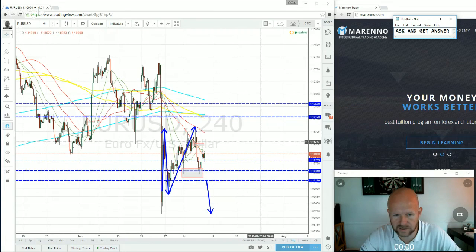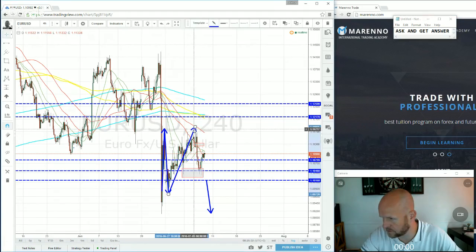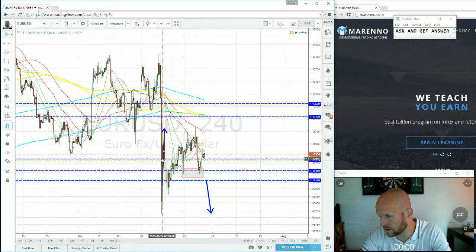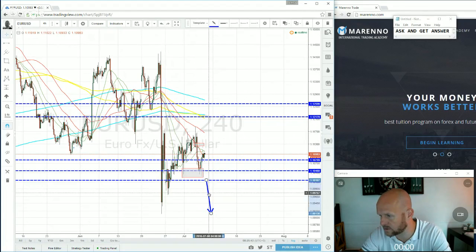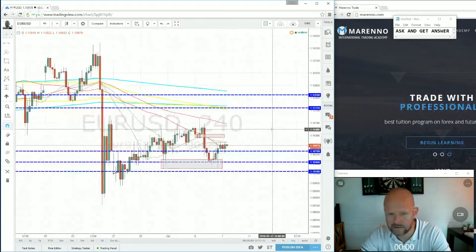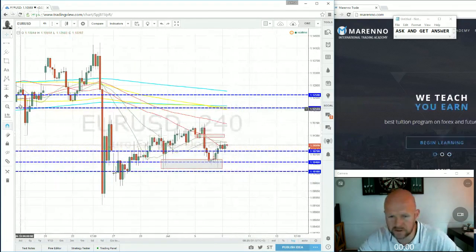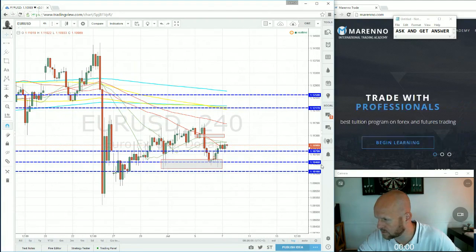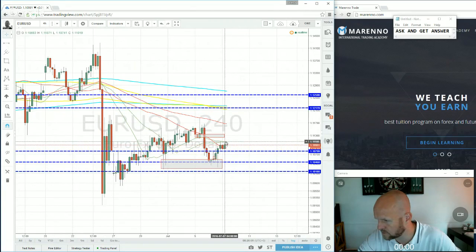Okay guys, let's start, and let me remove what I had here yesterday. So yes, it's euro dollar, as you can see at the moment. What is happening here? We did have very good levels at 1.10460, and the price bounced off it, so it does go up.